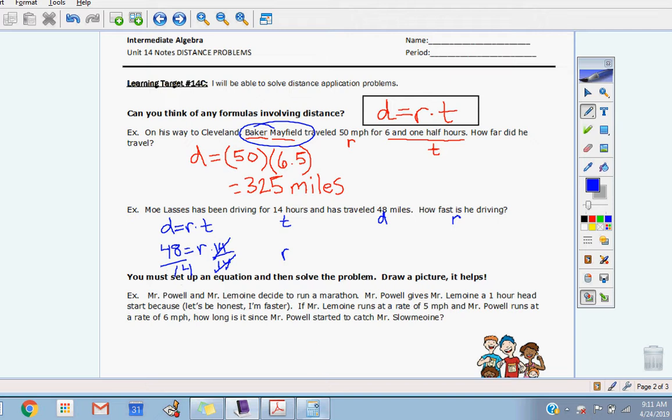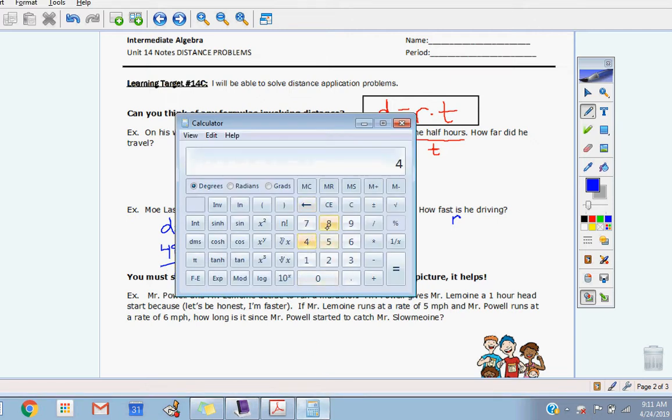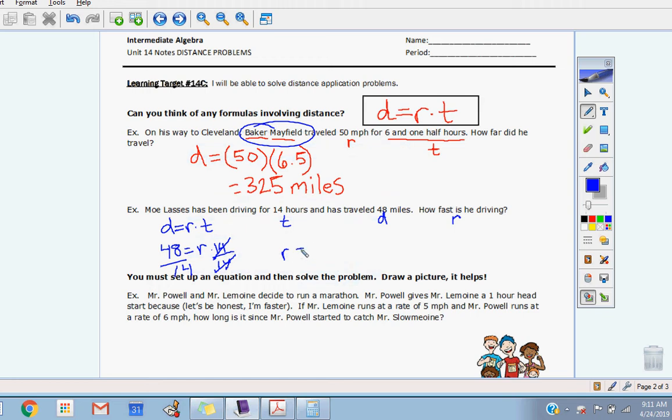So when I pick up my calculator and do 48 divided by 14, I get about 3.43. So the rate is equal to 3.43. And what's the rate? Well, this was miles, this was hours, so our rate is miles per hour.